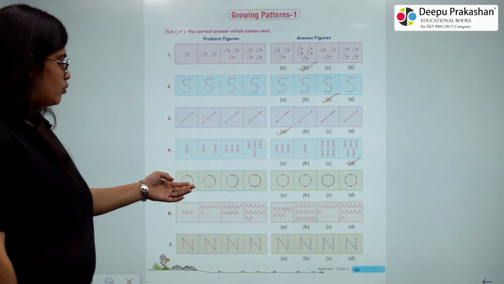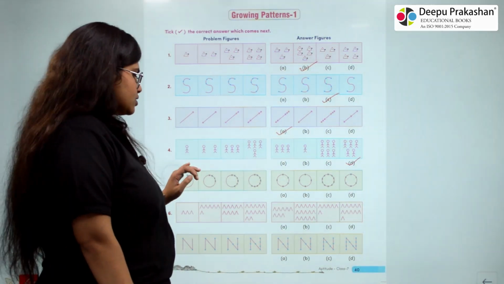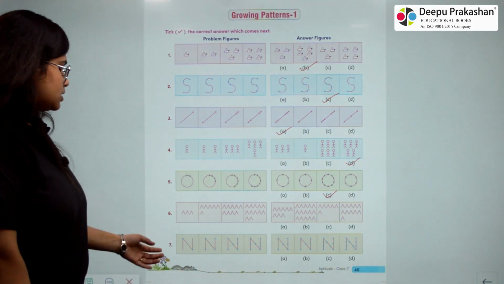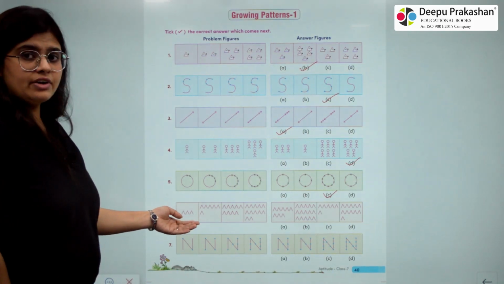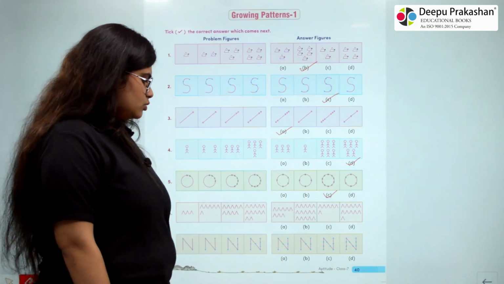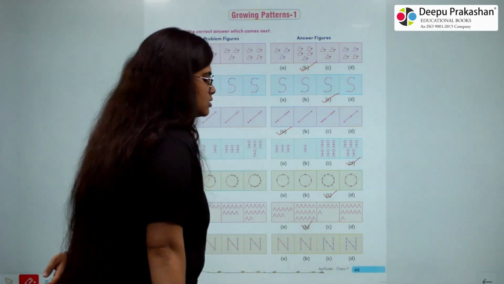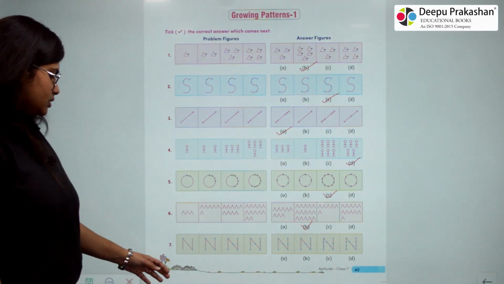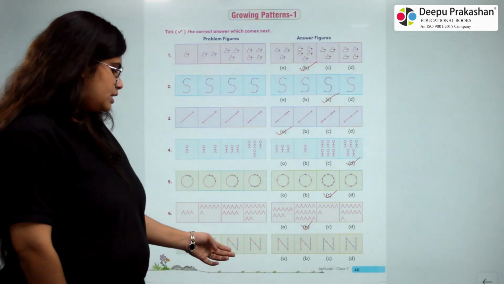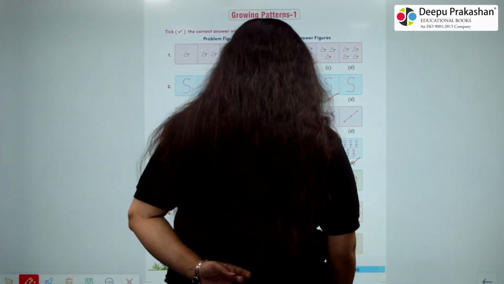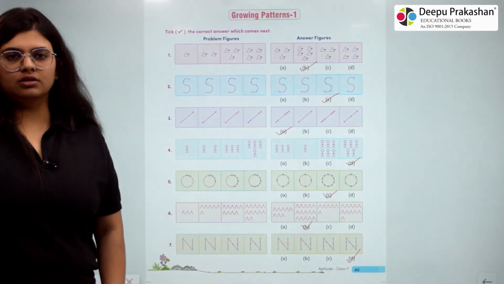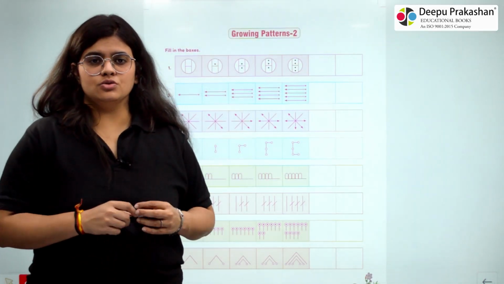5. Here we have 2 crosses, then 4, 6, 8. So the next one will have 10 X's. 6. Here we have 3 figures, then 6, then 9, then 12. So the next one will have 15 figures. 7. Here we have 2 dots, then 4, then 6, then 8. So the next one will have 10 dots. Okay.